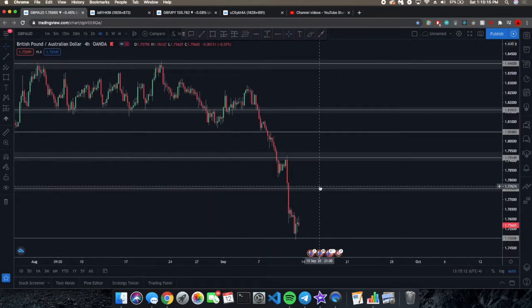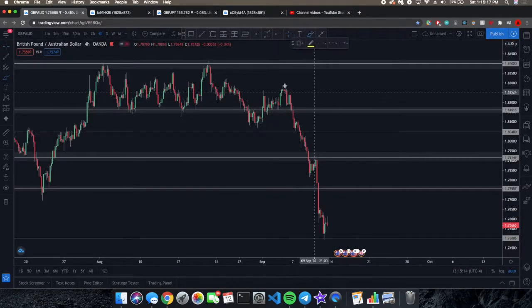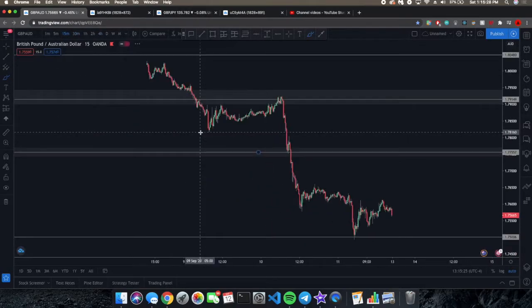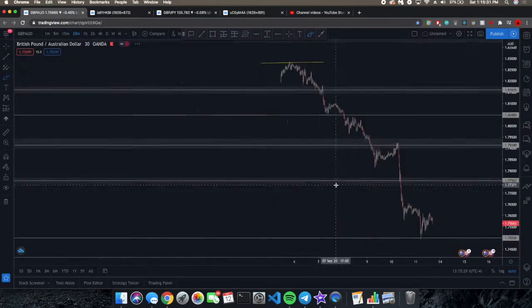So starting with 4 hour, essentially this is a lower high, right? This is a lower low. And once price broke back below this level, we knew the first level we were going to reach was this one down here, right? So let's check that out. That was the first proper trade of the week.